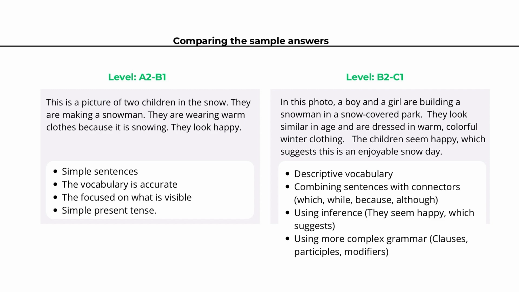But the one on the right, it's going to be a little bit higher level. It's going to be a B2 to C1. This one, it's using longer connected sentences, and the vocabulary is a little bit more descriptive. We're combining ideas. We're using connectors like which and because. And then we've got a little bit of interpretation rather than only saying what we see visibly. So using inferences and phrases like suggests and presumably, it's a little bit more grammatically correct. Either answer is perfectly fine. The goal is to do the best that you can with whatever language skills you currently have.